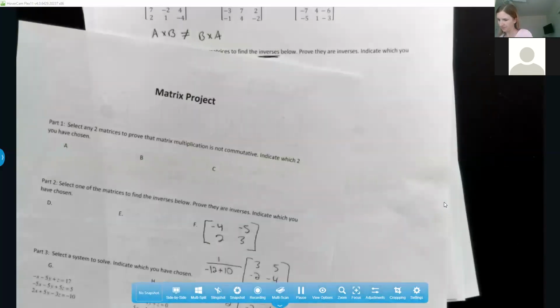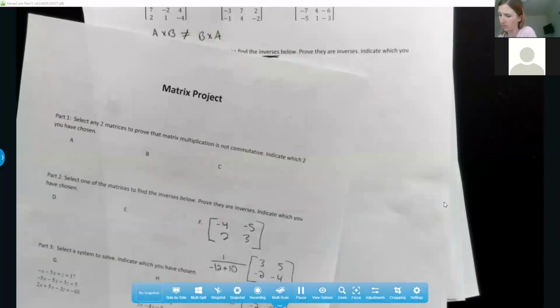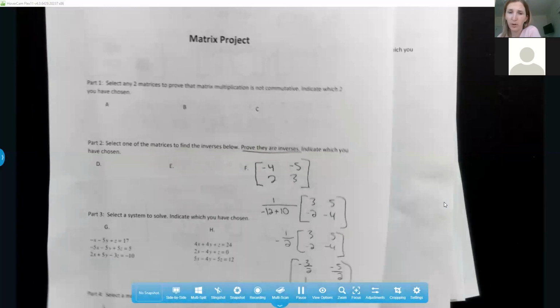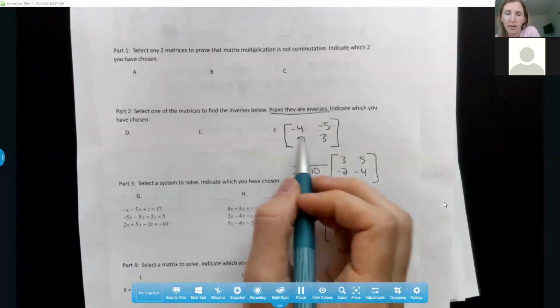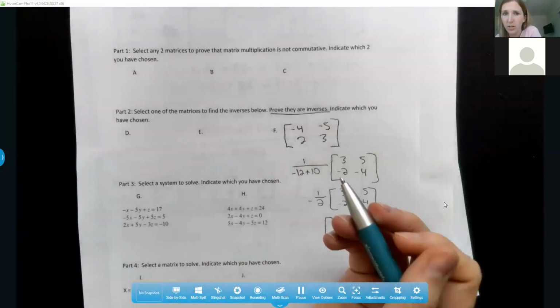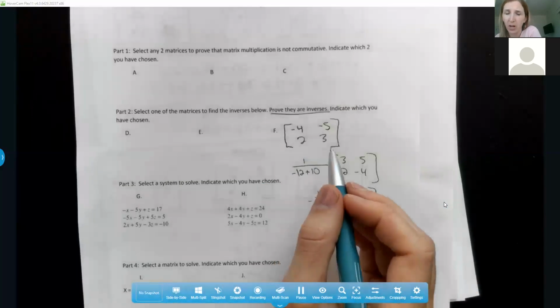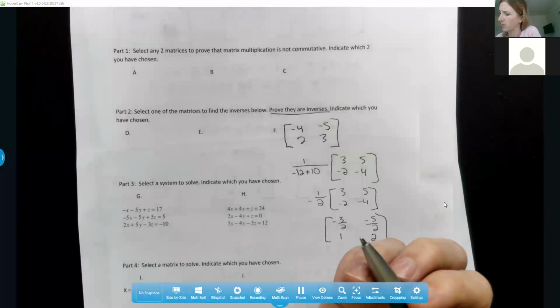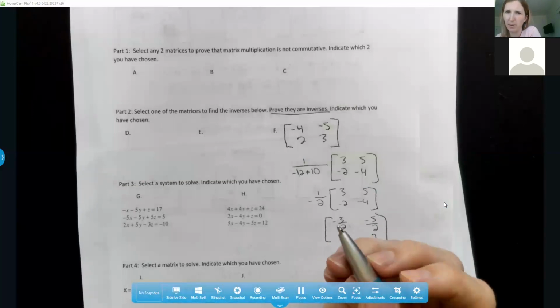All right. Now, the second part of this says prove they are inverses. So basically what that means is if you have two matrices that are inverses, when you multiply them together, you end up getting the identity matrix as your answer. Did you guys talk about the identity matrix at all?